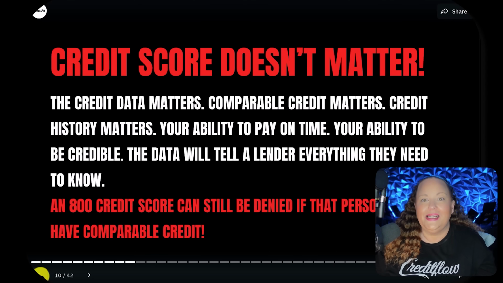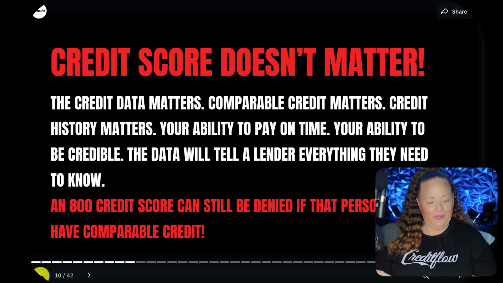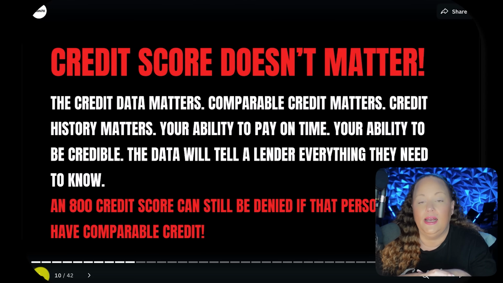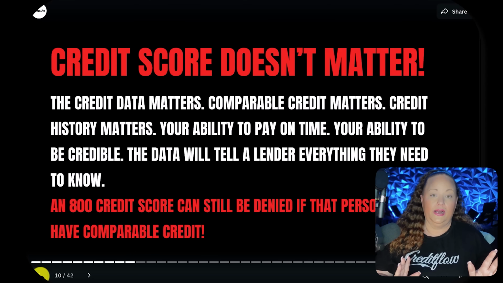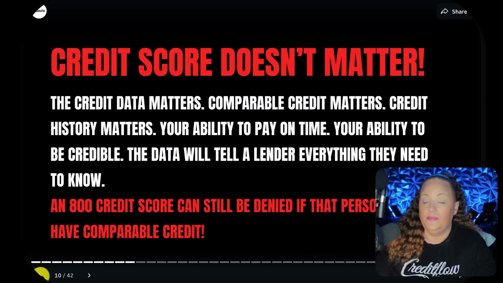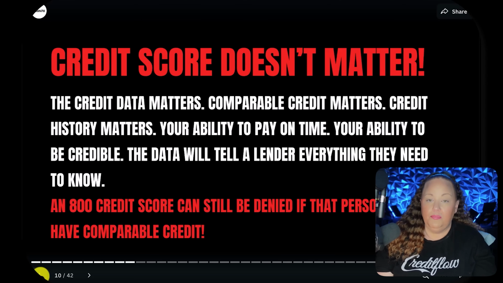We know the credit game. We know the secrets. We know the hacks. We don't ever go to the dealership and ask them for financing. No. Okay, so anyways, 800 credit score. My grandma went into the dealership and they denied her. They denied her because she had never financed a vehicle in her life. All her life, she paid cash for cars. And since she never financed a vehicle, there was no comparable credit.